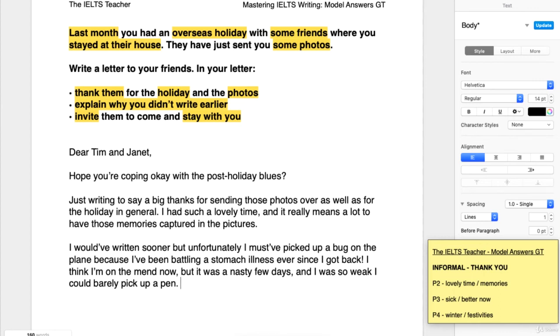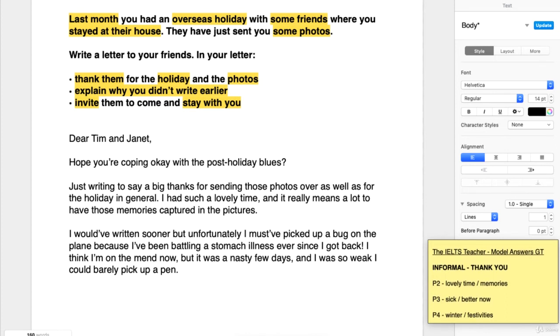Now we can move on to the final paragraph. So we want to change direction here, really. We're moving from an explanation and a thank you to an invitation. And when we want to change direction this dramatically, we can say something like this. Anyway, don't worry about that. Let's talk about something else.